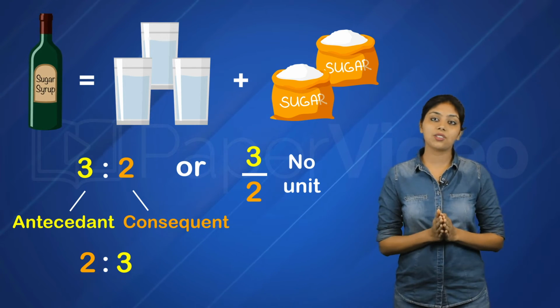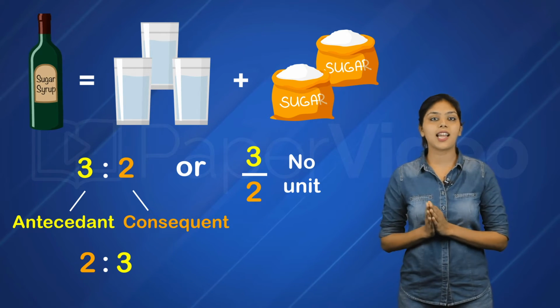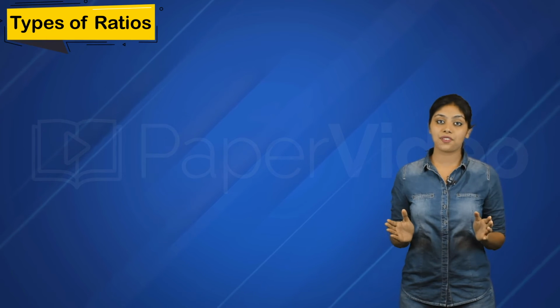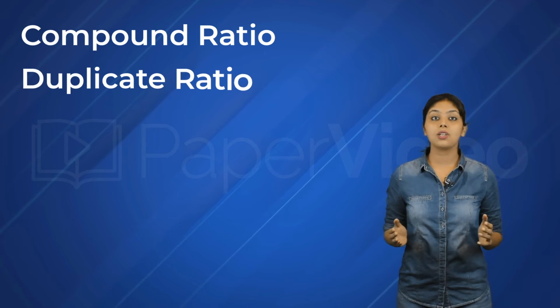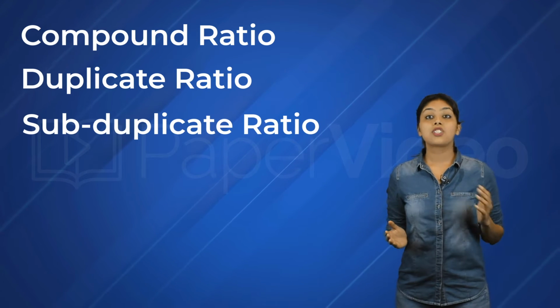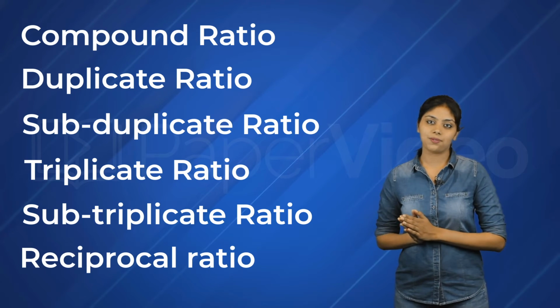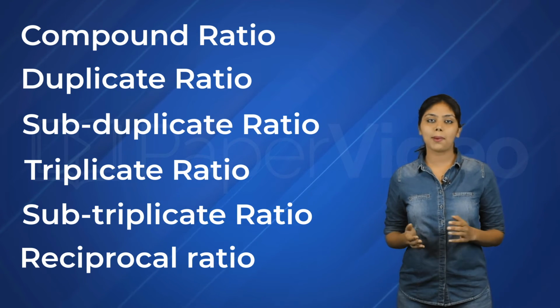Now that we have understood the meaning of a ratio, let us understand some different types of ratios. We have 6 types of ratios. They are compound ratio, duplicate ratio, subduplicate ratio, triplicate ratio, subtriplicate ratio and reciprocal ratio. Let us understand them one by one.